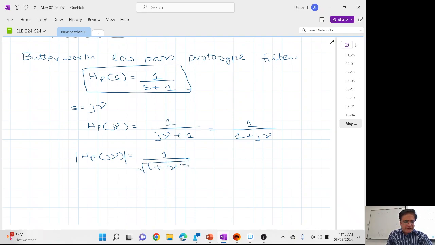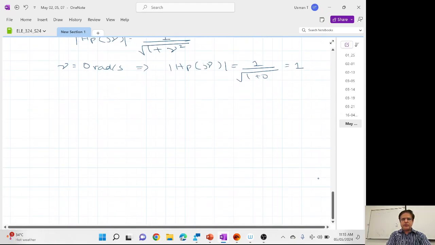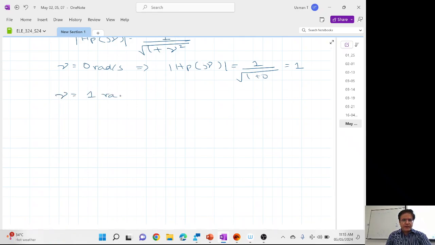And then you can verify what kind of filter this is, and how can you verify that? We can evaluate it, let's say, at the frequency 0 radians per second. If we do that, what would be the magnitude response at this frequency? It's going to be 1 over the square root of 1 plus 0, which is 1, right? And that is what we expect from a low pass filter, that for lower frequencies, its response is 1, or close to 1.